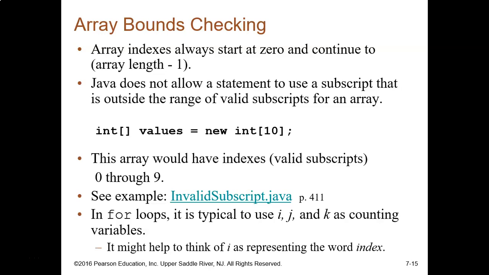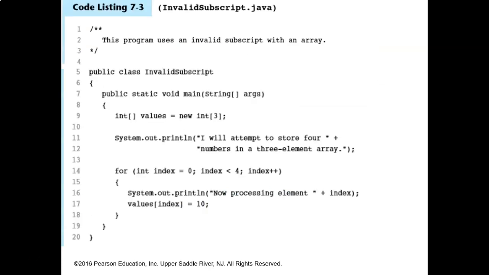So if you were trying to access elements of an array that doesn't exist, it wouldn't give you the error until you actually executed the program. It wouldn't give you the error when you're compiling. Okay, so let's look at an example of that. It says this program uses an invalid subscript with an array. So here we created our 1D array called values, and we set it to size 3. And it says, now I'll attempt to store 4 numbers in this 3-element array.